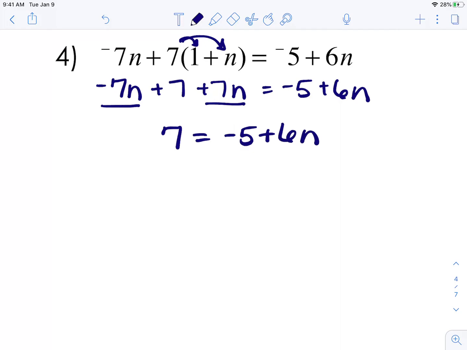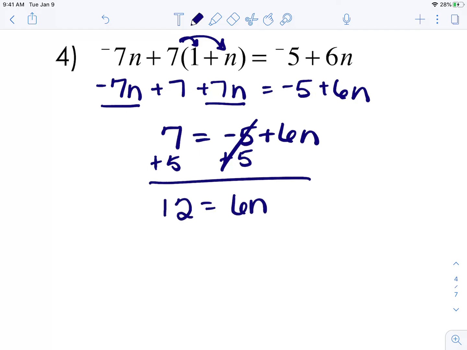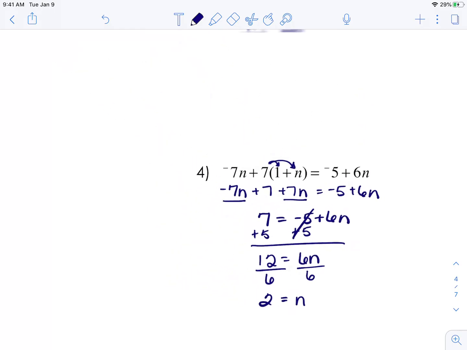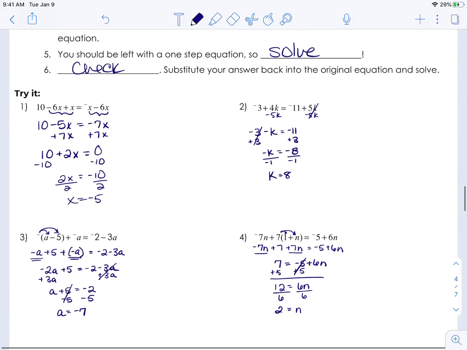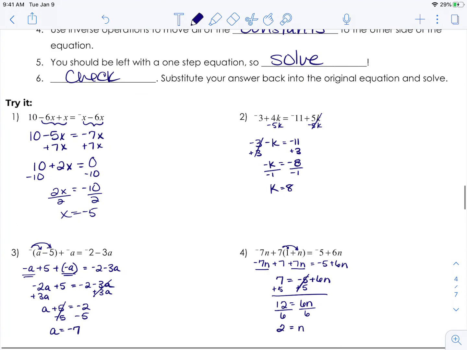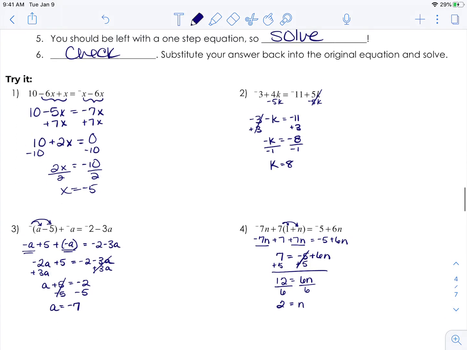I don't need to move the variable to the left because I only have one variable right now. So I'm going to just add the 5 to both sides to get rid of the 5 over here. And we have 12 is equal to 6n. You divide by 6, and n is equal to 2, or 2 is equal to n. So this was your review on how to solve equations with variables on both sides.